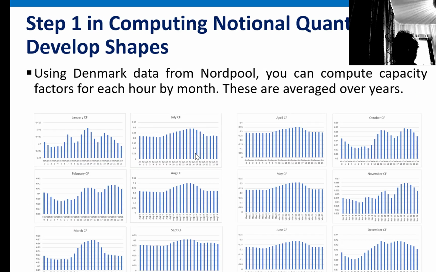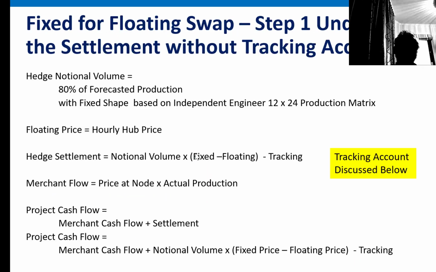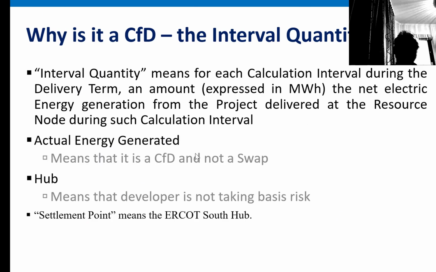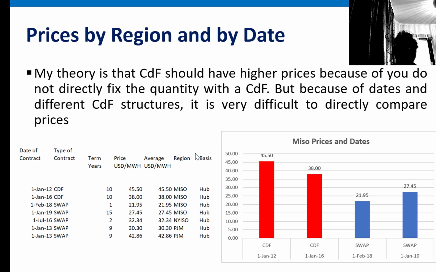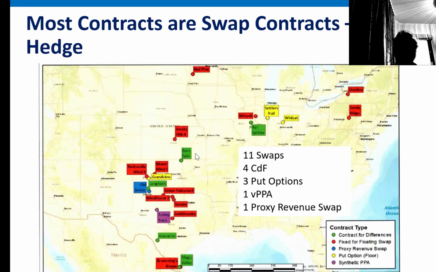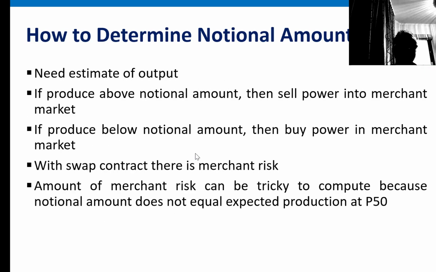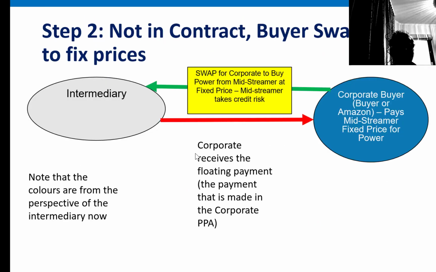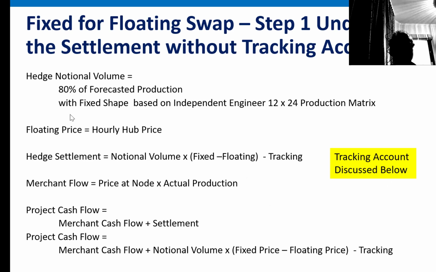by hour, and that's what we're using here as the shape. So instead of just mumbling on about this, I've tried to really do it wherever I did this explanation. Find a contract and then really work through how it actually works. Okay, and that's how we do the notional volume, and it's based on 80%.